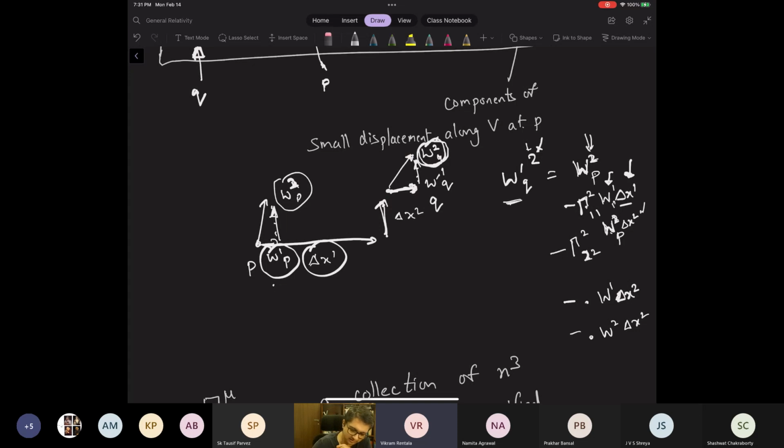Similarly, I'll get some other numbers here. So I'll get minus gamma 2, 1, 2. And I'll get minus gamma 2, 2, 2 over here. Did I make a mistake? Sorry, this is 2, 1.